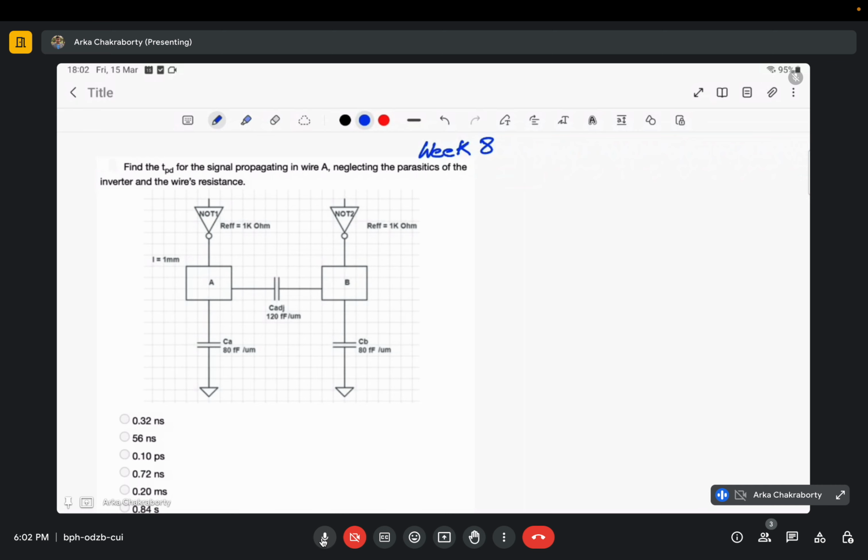Today we'll be looking into the various aspects of parasitics and the driver circuitries required for optimal delay and energy calculation of this wire parasitics. Okay, so let's start into it.